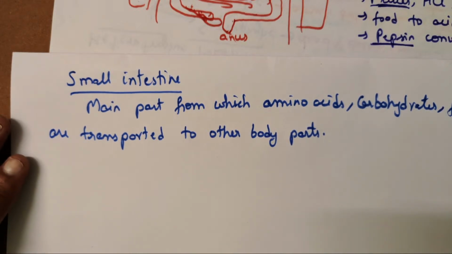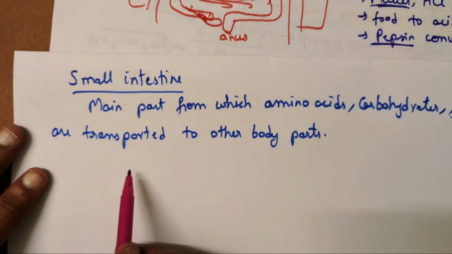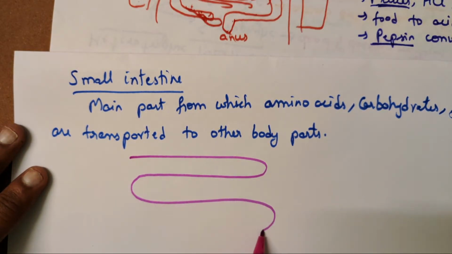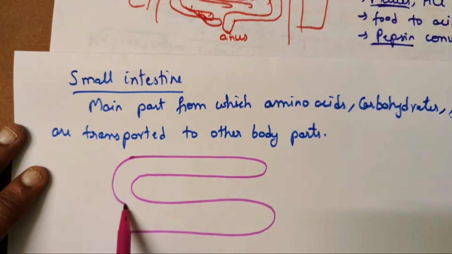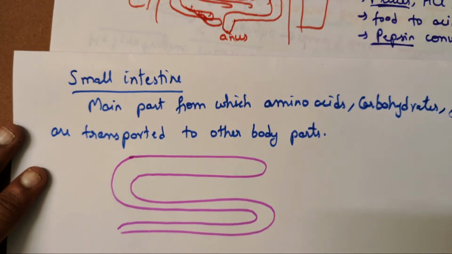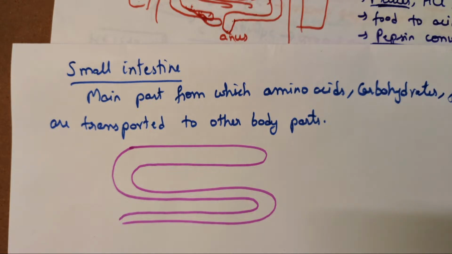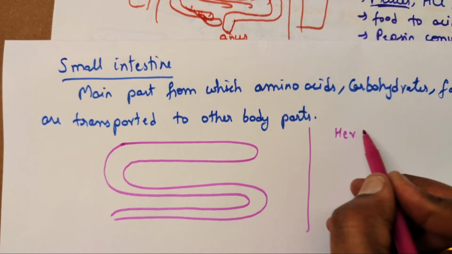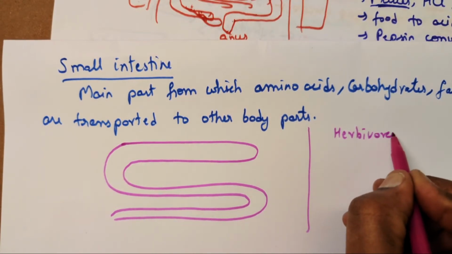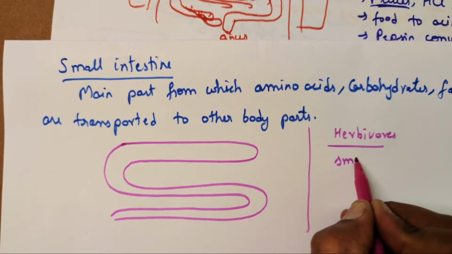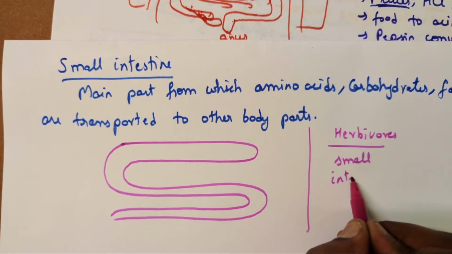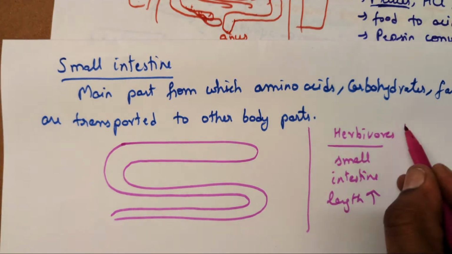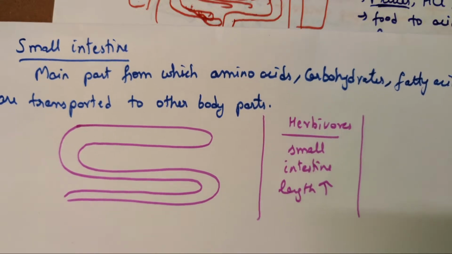Now we'll see what the small intestine is first of all. The small intestine is a pipe-like structure, and its length differs from animal to animal. Suppose for herbivores, like cow or goat, the small intestine length will be more, because it requires more time for digestion.